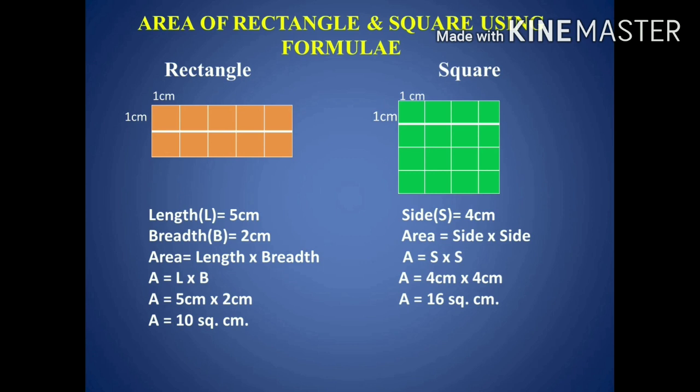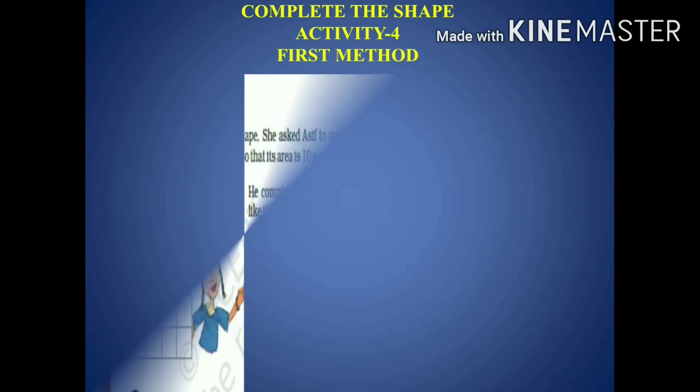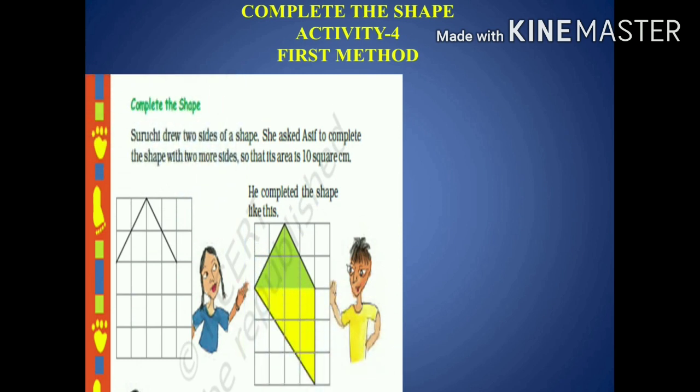Students, next topic is complete the shape. Here I have taken an activity from your book in which Suruchi drew two sides of a shape. She asked Asif to complete the shape with two more sides so that its area is 10 square centimeter. So here Asif draws two lines to complete the figure having area 10 square centimeter like this.